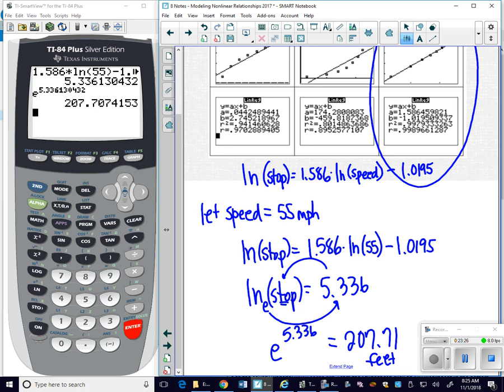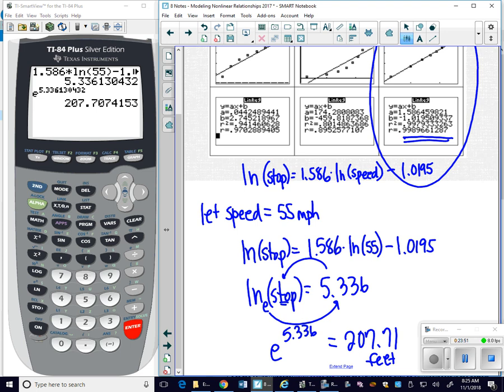And if we go back into our original data, doesn't that fit? The stopping distance for 50 miles per hour is 175. The stopping distance for 60 miles per hour is 240. 55 miles per hour is somewhere in between, and that's where the 207 fits. And I'm really, really confident in this prediction, mostly because I have a fantastic model and because my prediction is well within the domain of the values that I've collected.